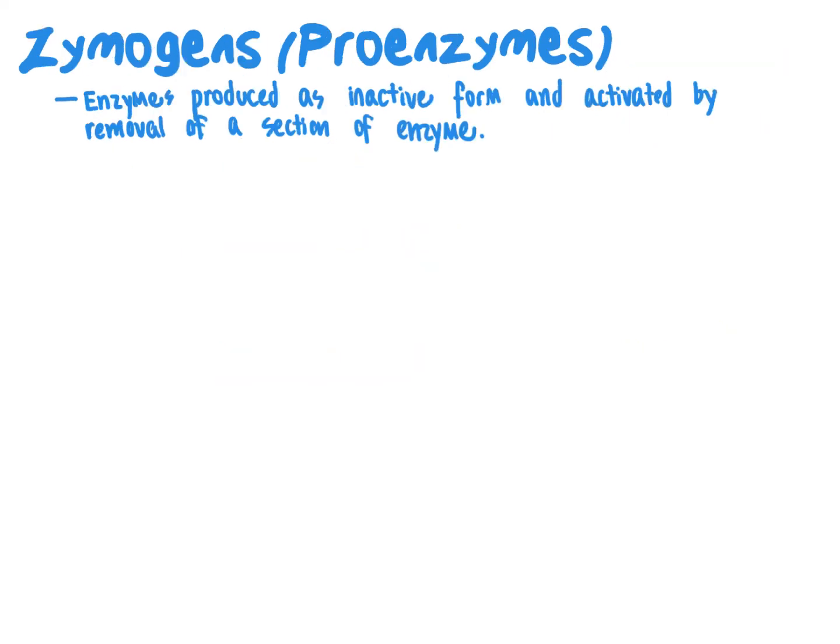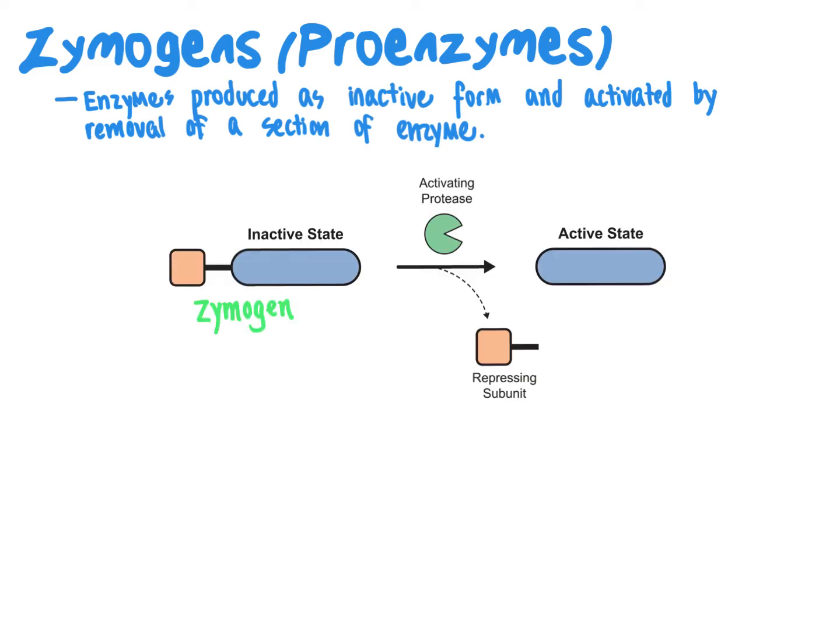Let's talk about zymogens, also known as pro or pre-enzymes. These are enzymes that are produced in an inactive form and then later activated via the removal of a section of the enzyme. How does this take place and why is this important? Let's look at this schematically. We'll start with this diagram where we begin with a zymogen. The zymogen is this entire protein here, where we have this blue part labeled as the inactive state of the enzyme, and you'll notice that it has this appendage covalently bonded to it. This is two parts of the polypeptide chain.